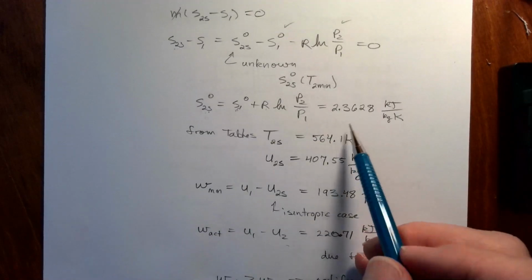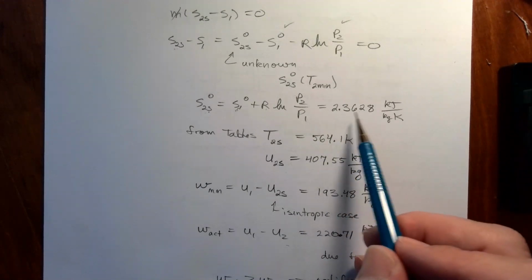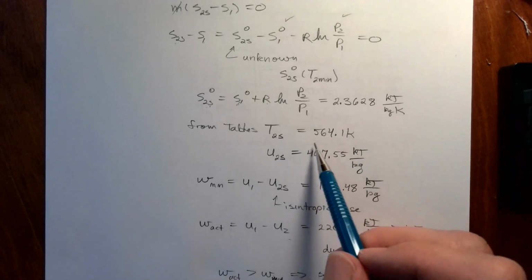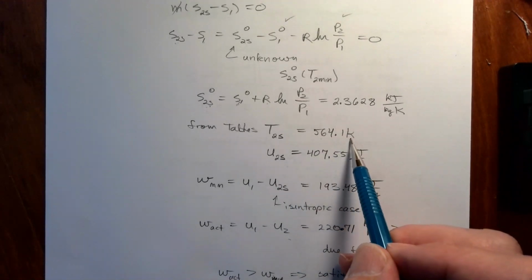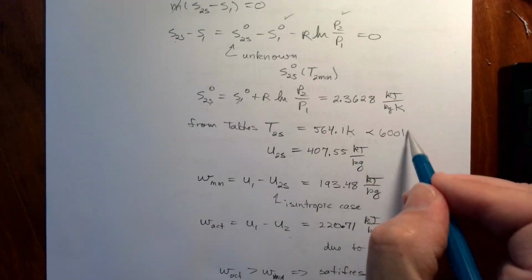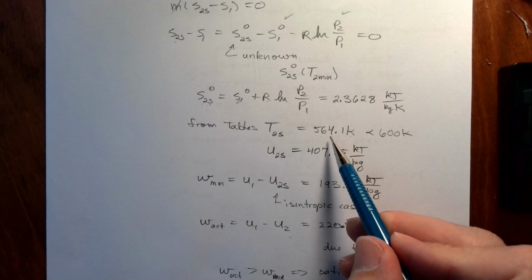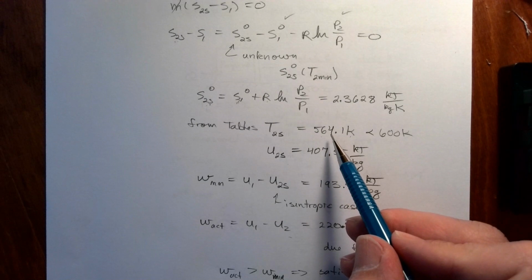Now we can go through the tables and look for this under the standard state entropy column and come away with the temperature. It comes out to be 564.1 K. So notice that that is less than the 600 K previously. So what happens in the actual process is that the irreversibilities and the friction cause a little bit of heating, which raises the temperature above the theoretical minimum that would occur for a reversible process.